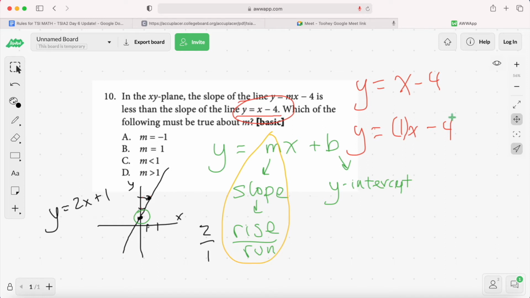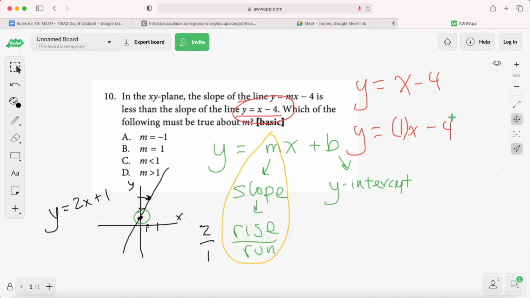I mean, if you wanted to graph that, you could. You could test values for x and y, and it could be complicated. I think it's just easier to think, okay, know what y equals mx plus b form means. The number in front of the x is the slope, and the number at the end is the y-intercept. And here you just have to make the conscious recognition that the number in front of the x is a 1. It's an implied 1. Okay, so the slope is 1.